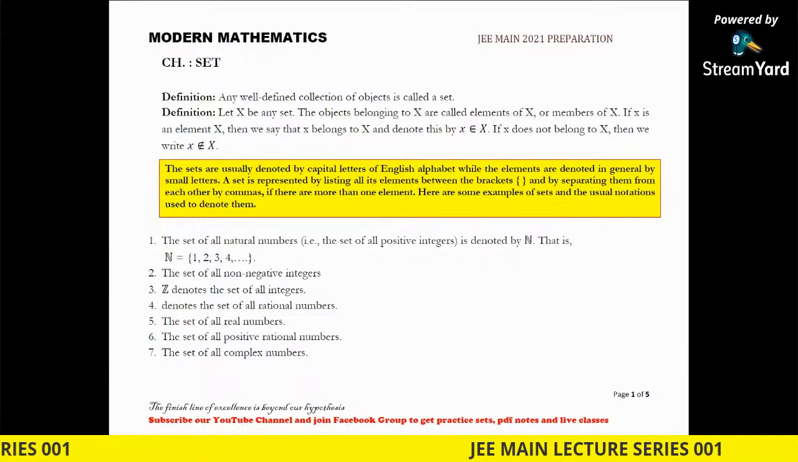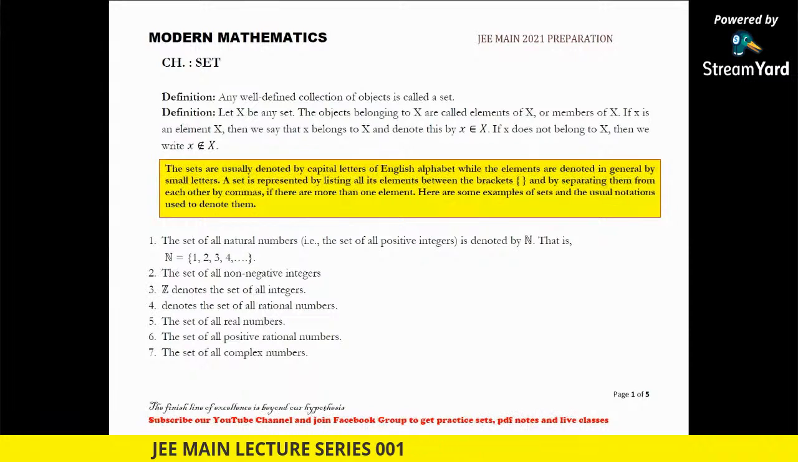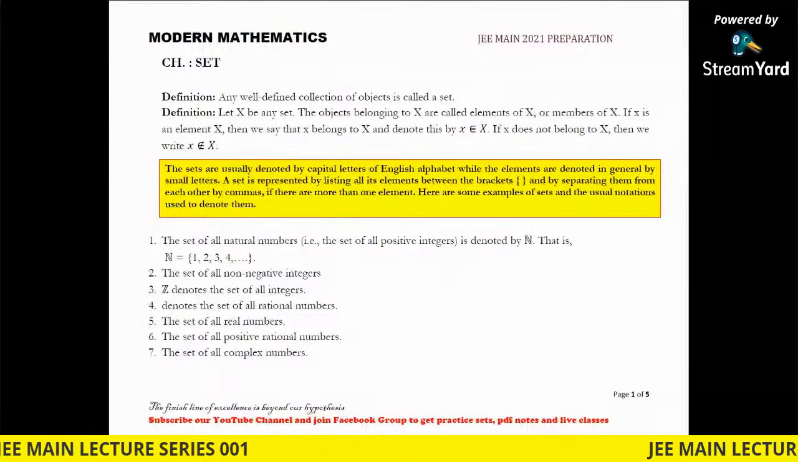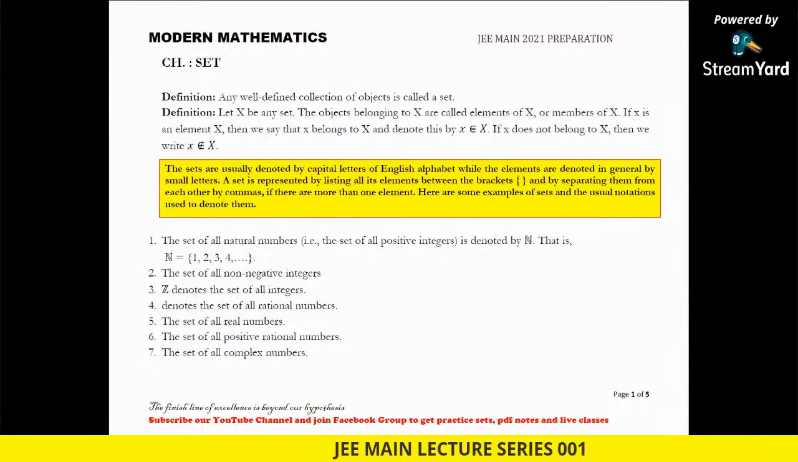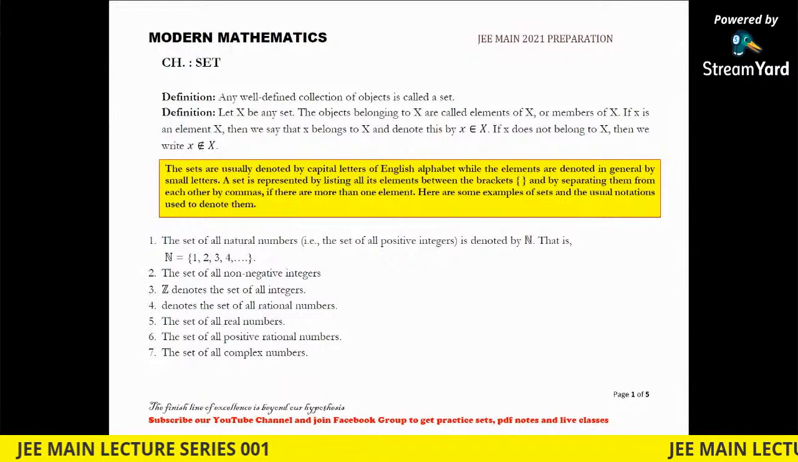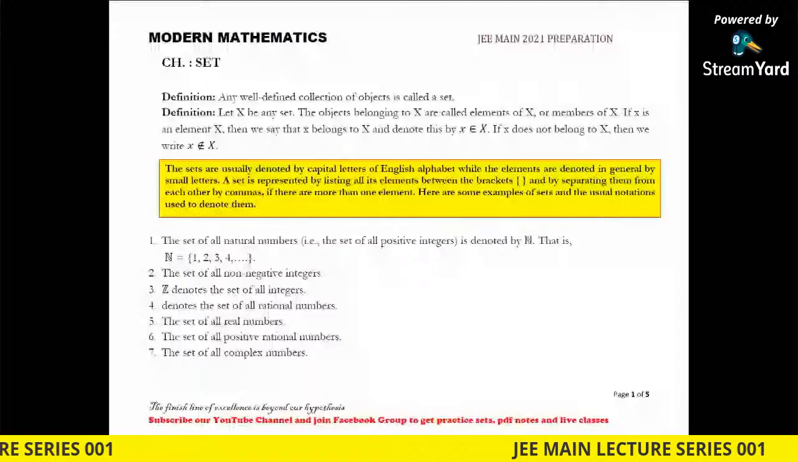We have so many physical, natural examples in our daily life, but we are interested only in mathematical examples. So the set of all natural numbers is denoted by capital N. That is, capital N is equal to 1, 2, 3, 4.